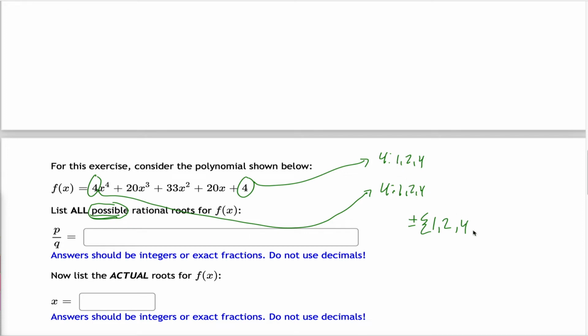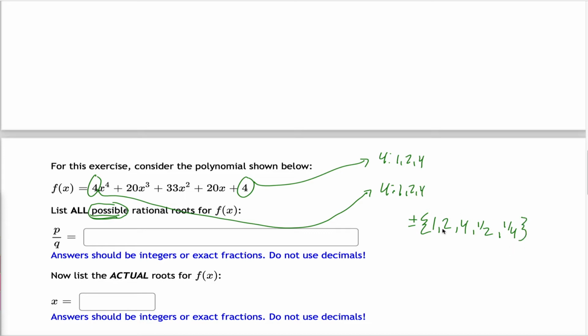1 over 2, 2 over 2, but that's just 1. I don't need to write that again. 4 over 2, but that's just 2. I don't need to write that again. 1 over 4, 2 over 4, but that's 1/2. I don't need to write that again. And 4 over 4, and that's 1, so I don't need to write that again.